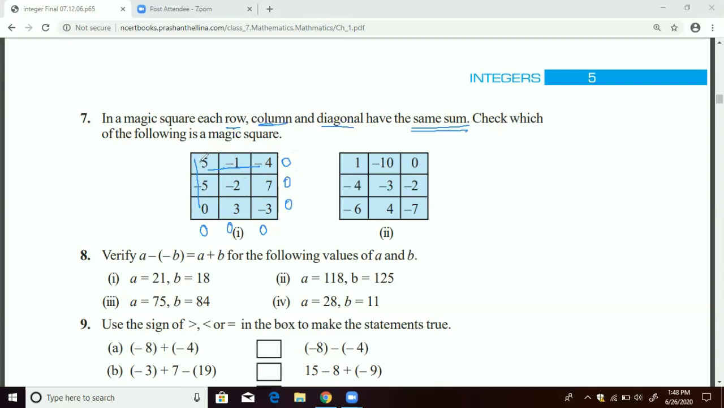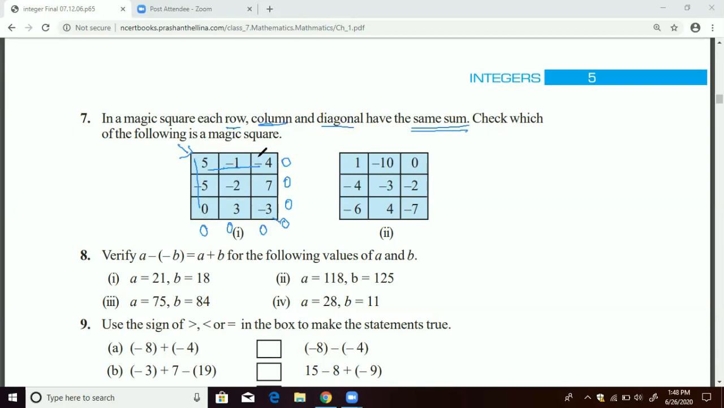Then we can check the diagonal, this diagonal towards this side. 5 plus minus 2 is positive 3. Because we are finding the difference, the difference between 5 and 2 is 3, and the bigger absolute value is positive. So positive 3 plus negative 3, you will get a 0. So in this diagonal you will get a 0.